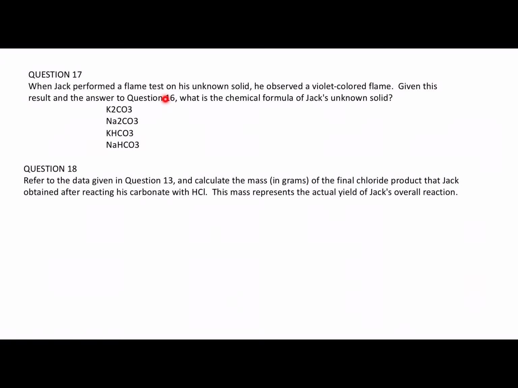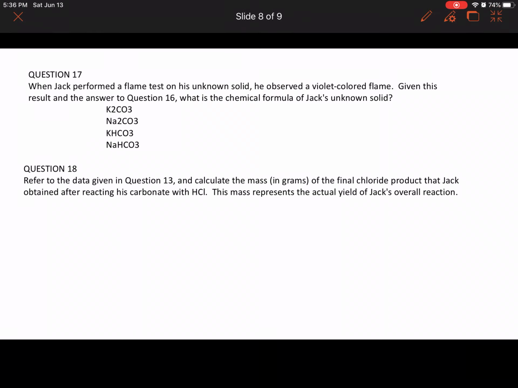When Jack performed a flame test, he saw a violet colored flame. So what is the violet color? Violet color is for potassium and yellow for sodium, and we know it's 31%, which is a hydrogen carbonate. So the initial solid that he used is then potassium hydrogen carbonate.